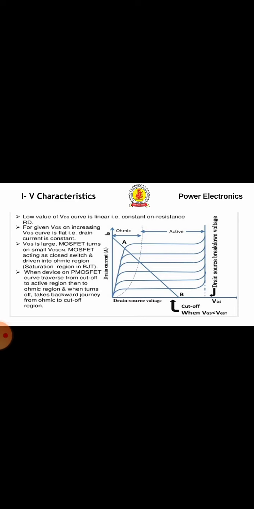As the load is increased, the output characteristic moves between A and B. Here A indicates fully on condition and B fully off condition. Power MOSFET operates as a switch, either A or B, just like BJT. When the device is turned on, the curve transfers from cutoff to active region, then ohmic region, and when turned off it takes the backward journey from ohmic to cutoff region.